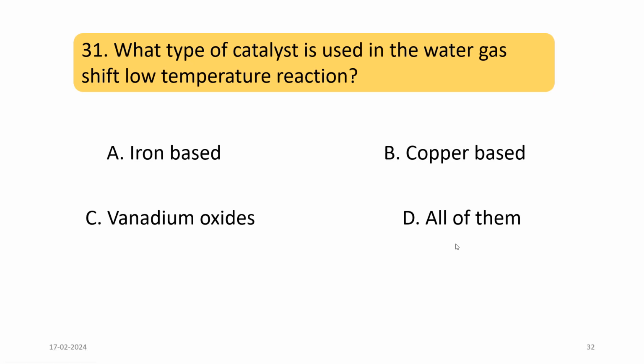Next question is what type of catalyst is used in the water gas shift low temperature reaction? So water gas shift reaction happens in two phases. Firstly, it happens in the high temperature region, then the product is cooled, and then it happens in the low temperature region. So for the low temperature reaction, which catalyst is used?